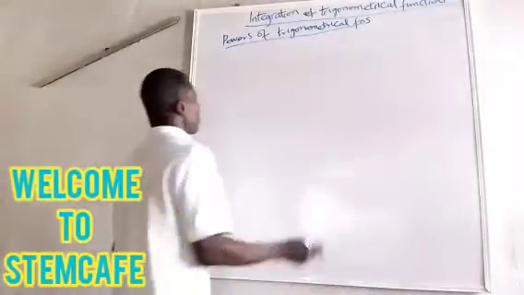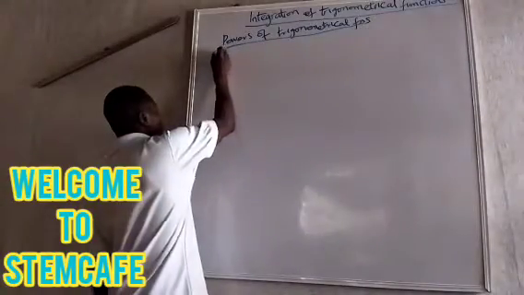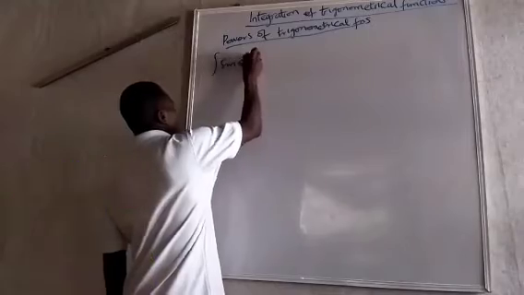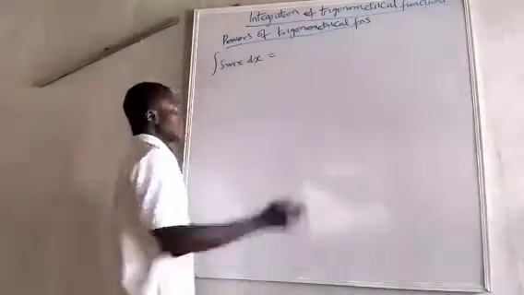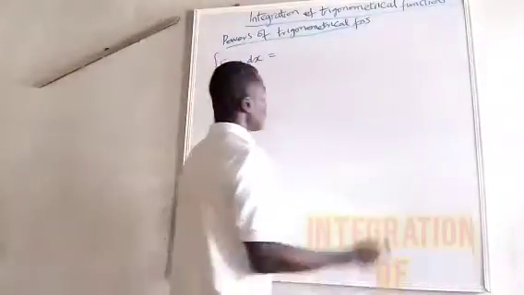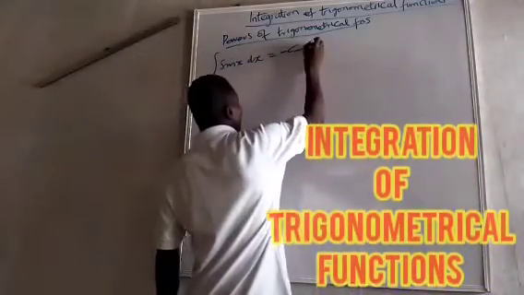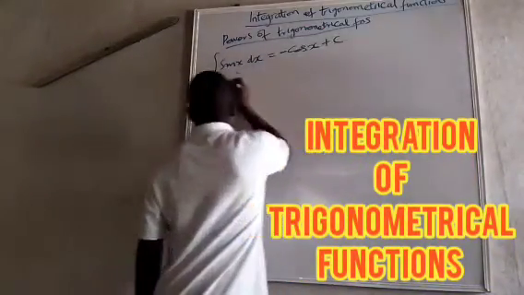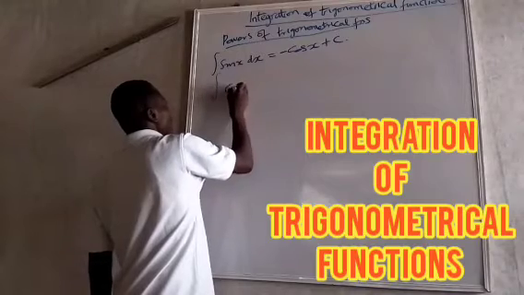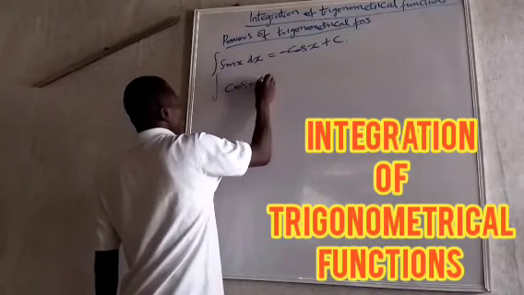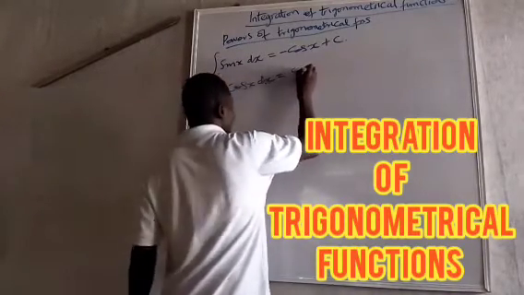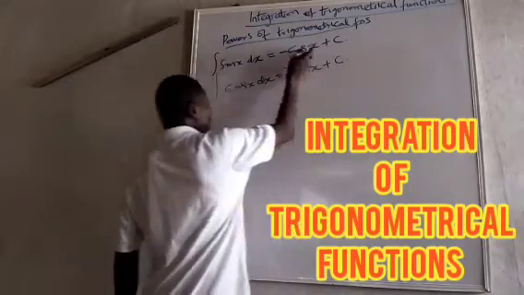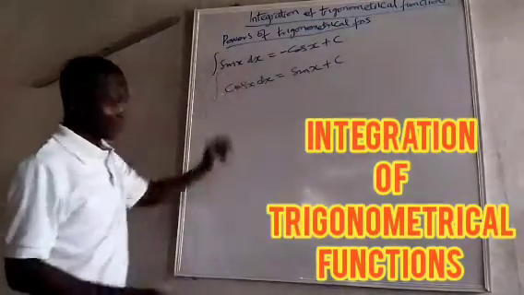You know, we are talking about sine x dx. Because when we integrate this, it's going to give us minus cos x. This one, we have cos x dx. That's going to give us sine x, because if you differentiate this, it's going to give you this.